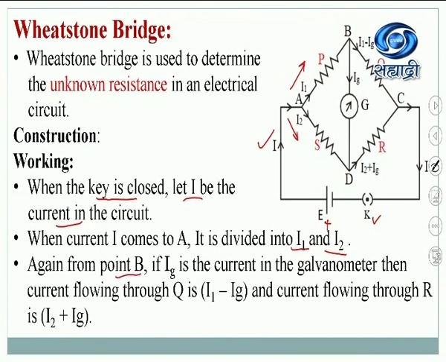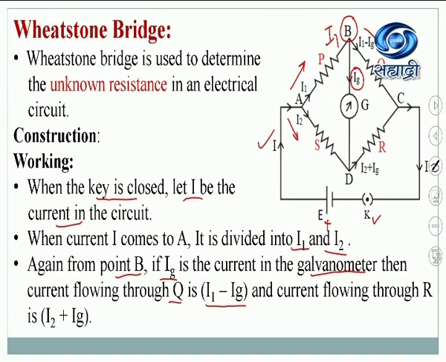Again, from point B, see this I1 is going in this direction. So at this point B, what happens here? If Ig is the current in the galvanometer, the part of this I1 at B that flows through the galvanometer is called Ig. So the remaining part, I1 minus Ig, will flow through this resistance Q. So if Ig is the current in the galvanometer, then the current flowing through Q is I1 minus Ig.